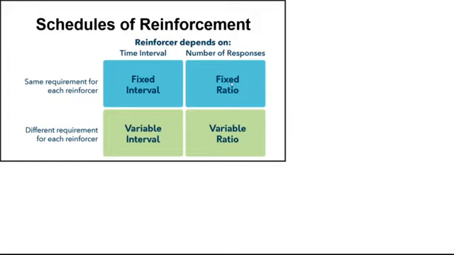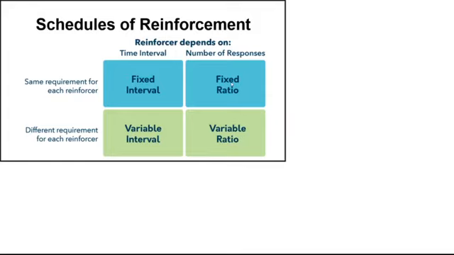If we have something that is a fixed interval, we're saying that after a set amount of time has passed, the rat will be reinforced for pressing the lever. So after 10 minutes have elapsed, the first time they make a response, they're going to be reinforced. With our fixed ratio, we're looking at number of responses. So it's fixed again, but it's number of responses. So on the 10th response, every 10 responses, they will be reinforced.